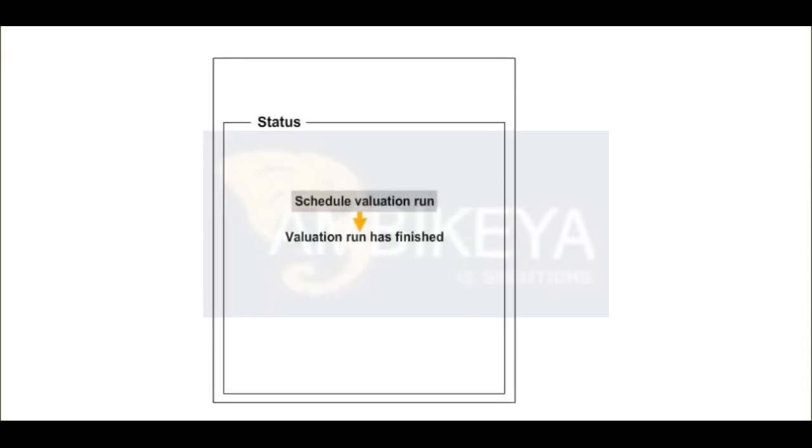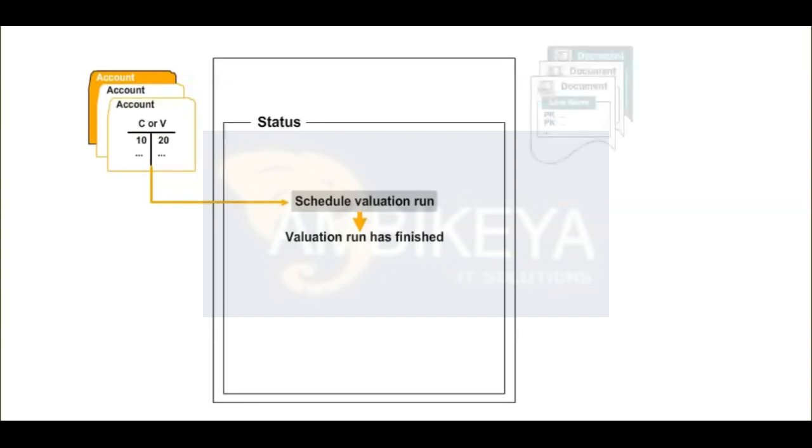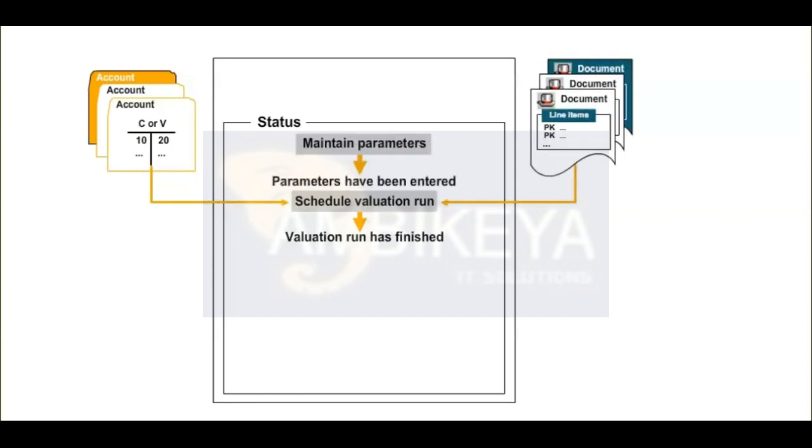The valuation run analyzes the accounts and documents defined in the parameters and creates a valuation proposal. You can edit it if necessary. The valuations can be entered manually in the document at an earlier date, that is, individual value adjustment, determined using a value adjustment key contained in the customer master record.